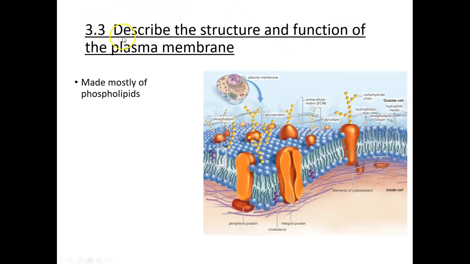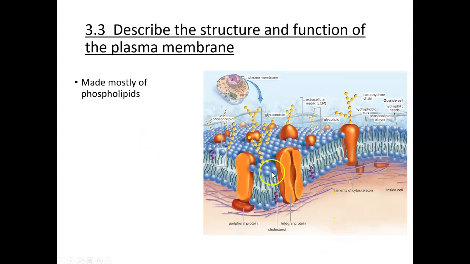So the next learning outcome says describe the structure and function of the plasma membrane. So this is a tremendous enlargement cartoon of that plasma membrane. So they're showing you that's the membrane on the outside of the cell. Remember, the plasma membrane controls what goes in and out of the cell. So it says it's made mostly of phospholipids. And when we talked about chemistry, you learned a little bit about the group of organic macromolecules called lipids. And one of the group were phospholipids.